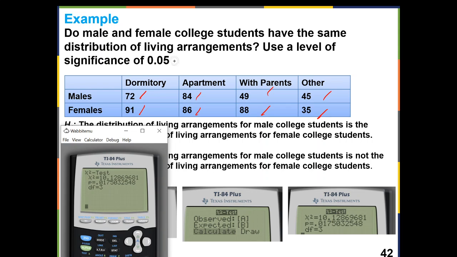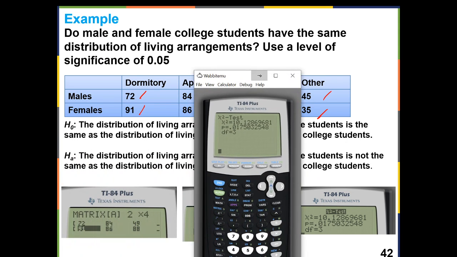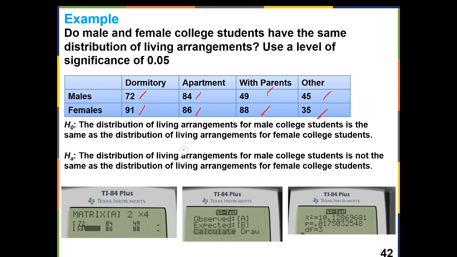So at 5%, we are going to reject because the p-value is smaller than what? Smaller than alpha. Okay, so that's how we do it with the calculator. Of course, you could do this by hand like you did before, but that would be a lot of arithmetic that the calculator does for you.